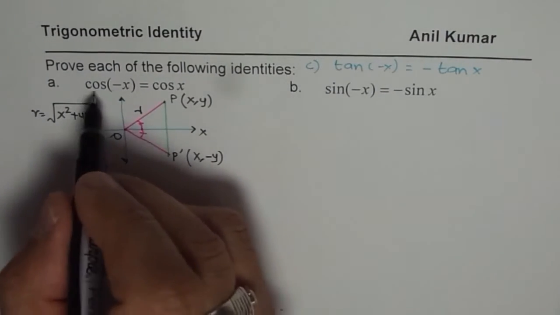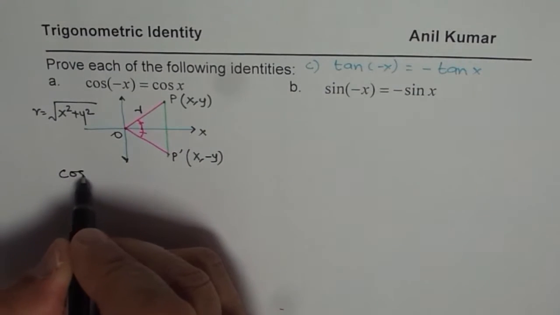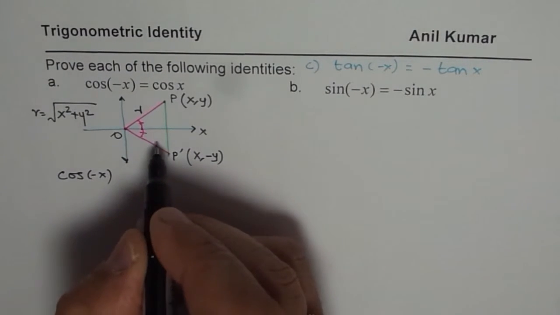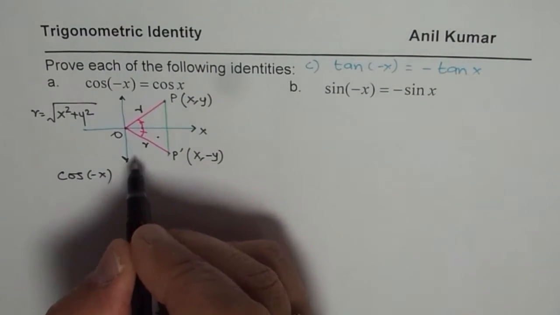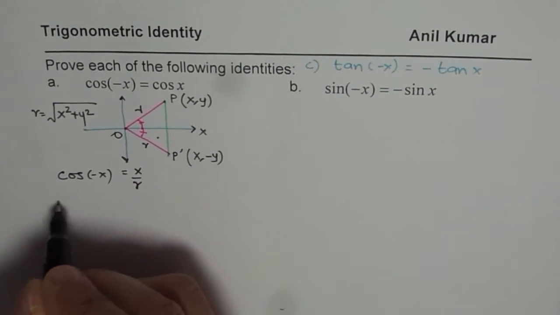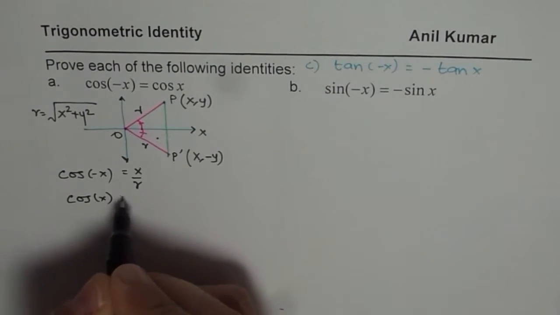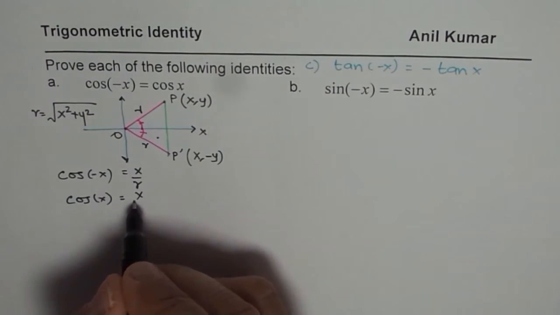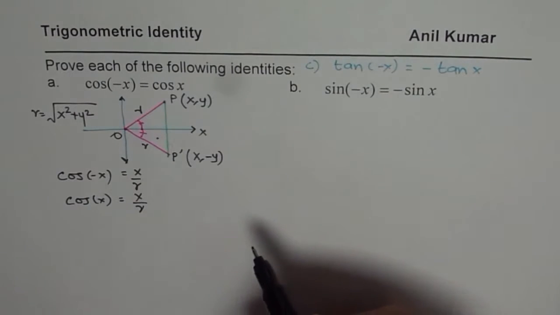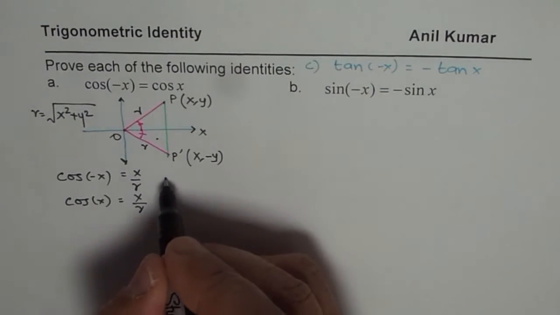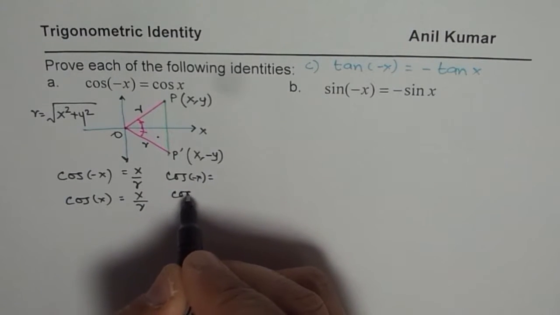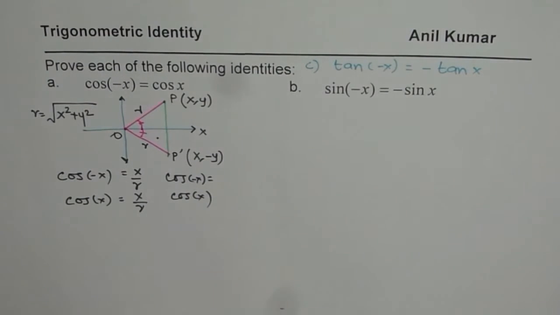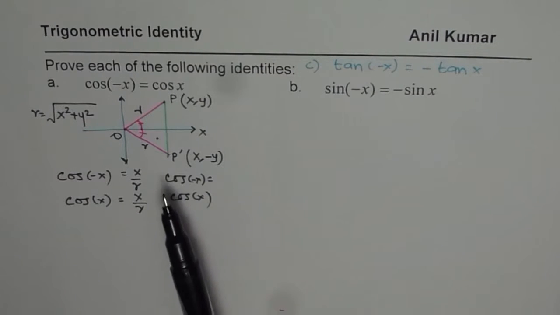Now what is cos of minus x? Working in this triangle, cos of minus x is x over r, and cos of x is also x over r. So they are both equal. So you can say that cos of minus x equals cos of x, correct? Both are equal.